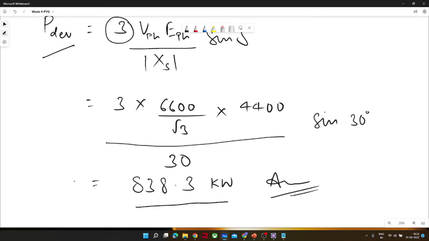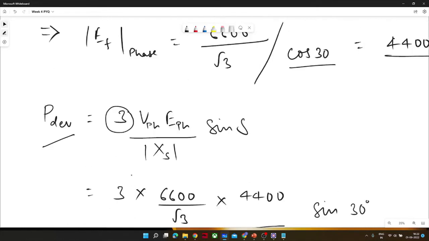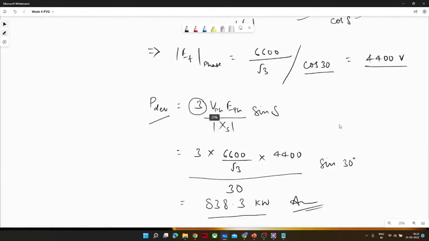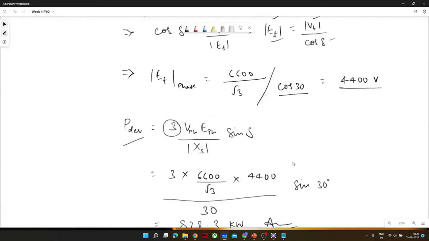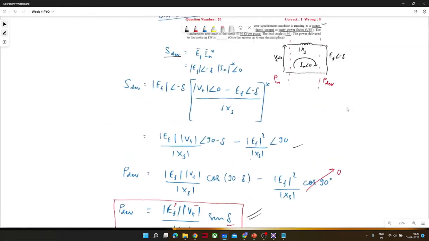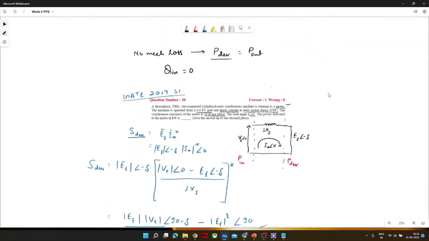So any issue in this problem or any doubt in the problem? I might have gone fast because since last class I am discussing only this topic. So any issue in this? Great, thanks. So I should move ahead now with another problem.